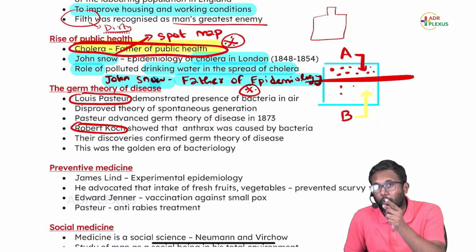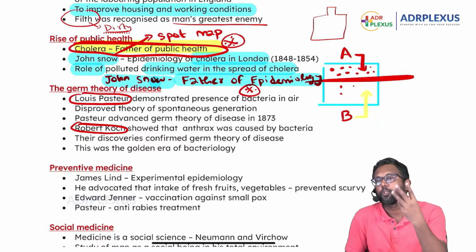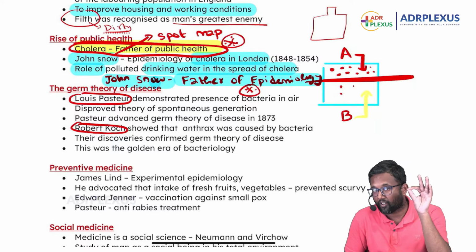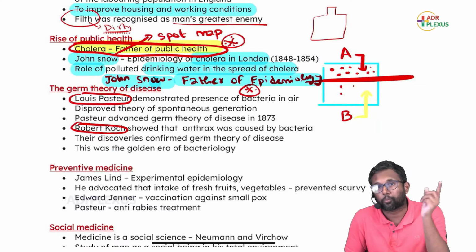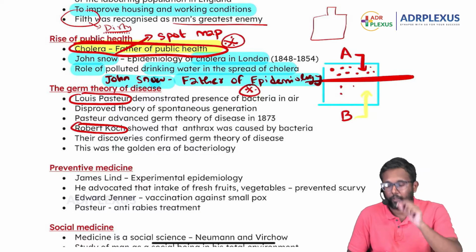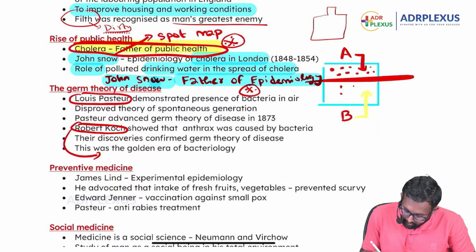How can you remember it? Koch will get angry if he is not given the Nobel Prize. You can remember it like this. Robert Koch, he will get angry if he is not given the Nobel Prize. So who was given the Nobel Prize? Robert Koch.